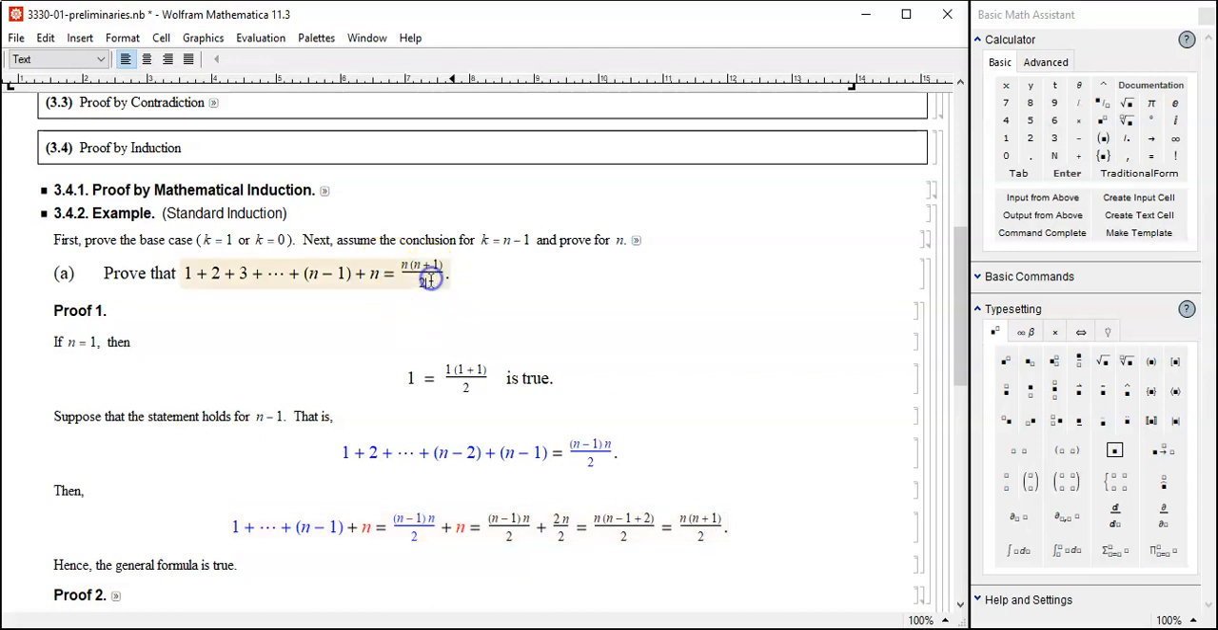Is that what we wanted all along? Yes, indeed. That's how you do mathematical induction. First example.